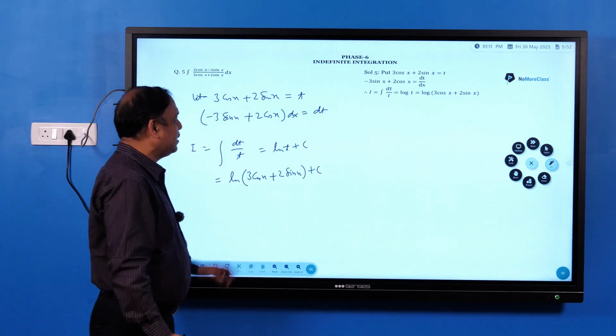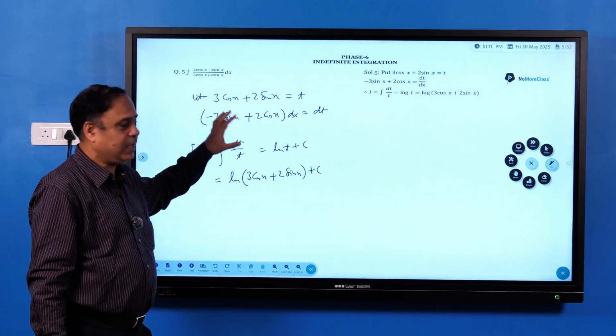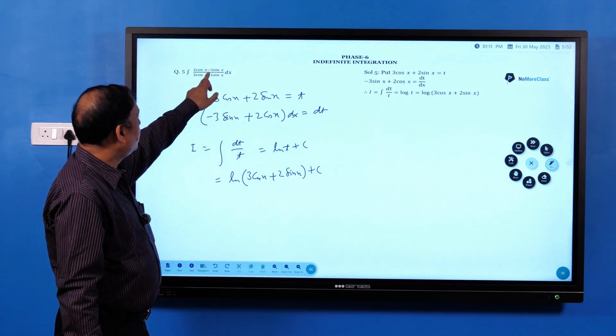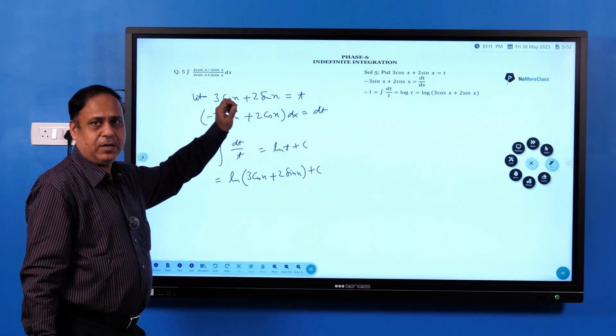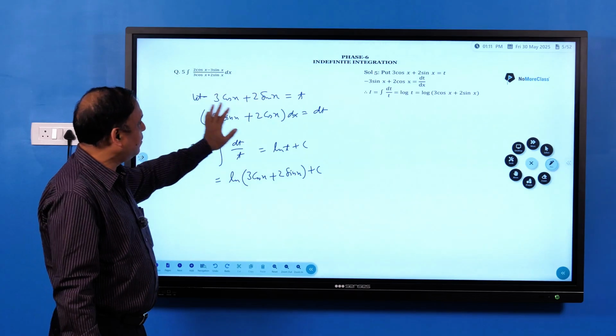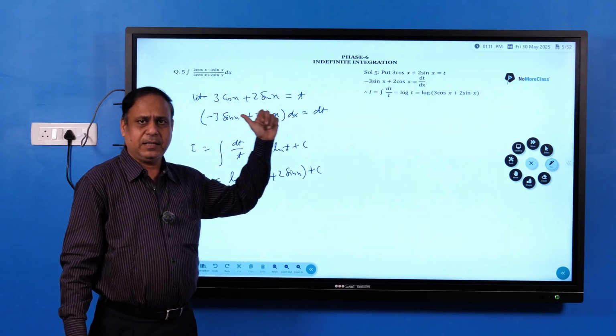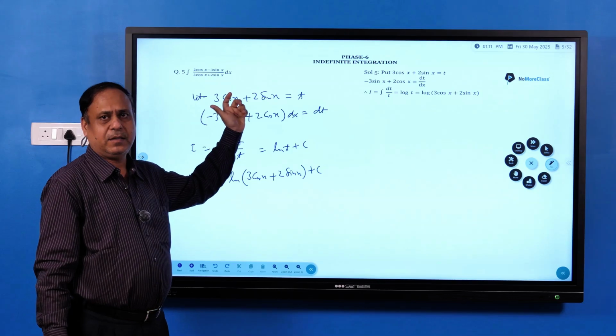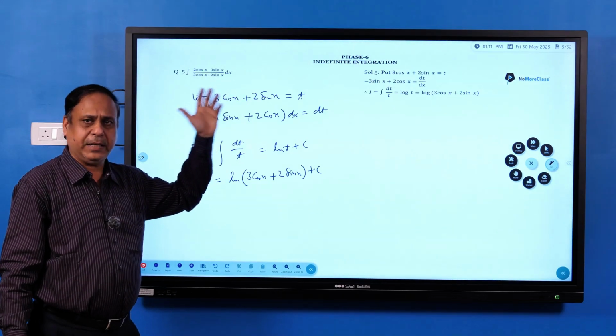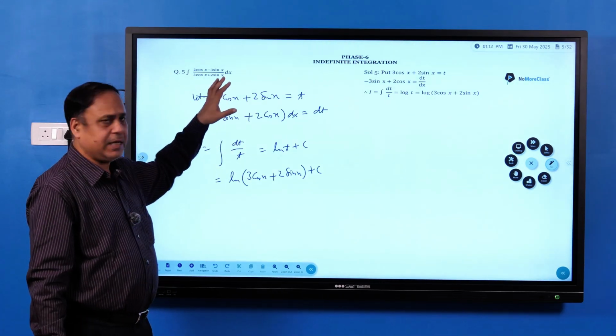Here one small thing I will explain to you. Suppose this 2 and 3 are interchanged, or it is some other form, then this method will not work. If the numerator is not equal to the derivative of the denominator, then this method will not work. Then we have another method. So when that question comes, I will explain that part.